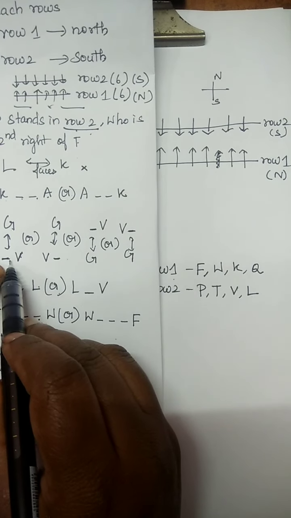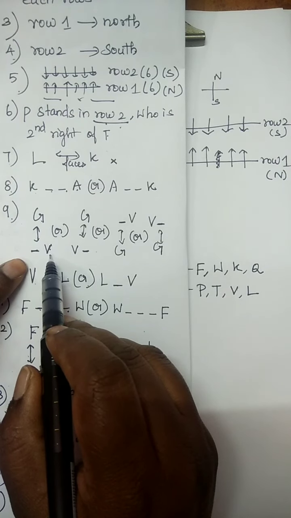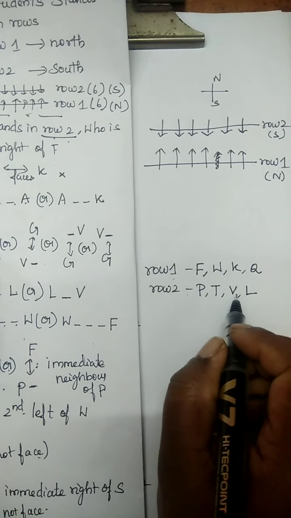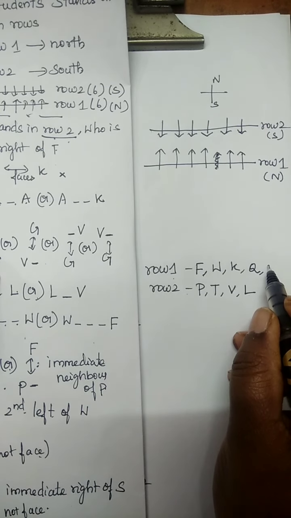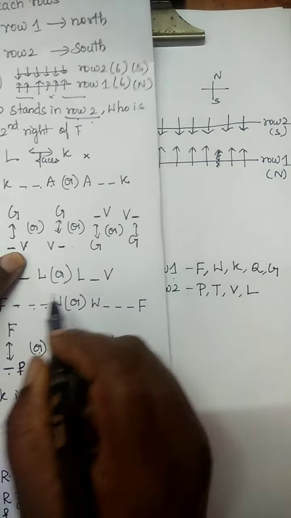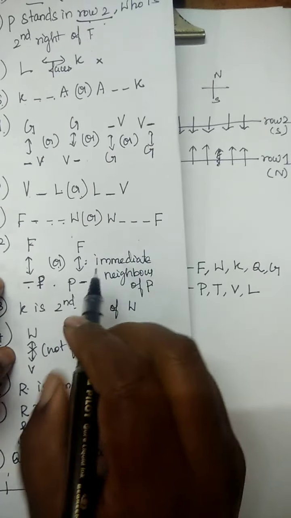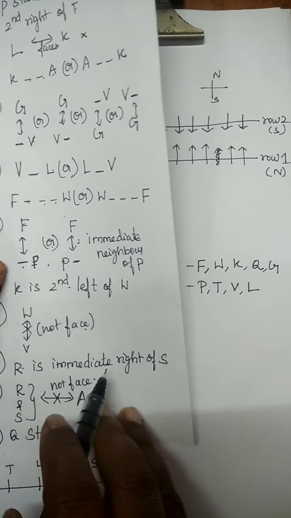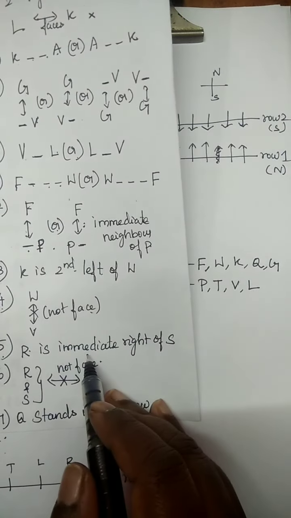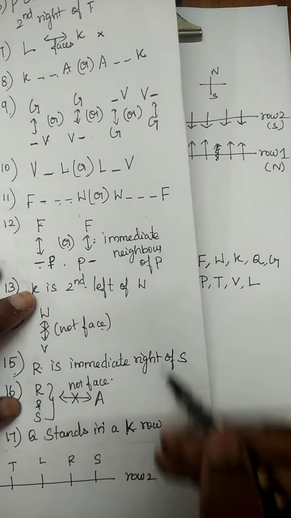G faces immediate neighbor of V. We know where is V? V is at row 2. So definitely G is at row 1. Am I right? G is at row 1. And then R is immediate right of S. So R is immediate right of S.